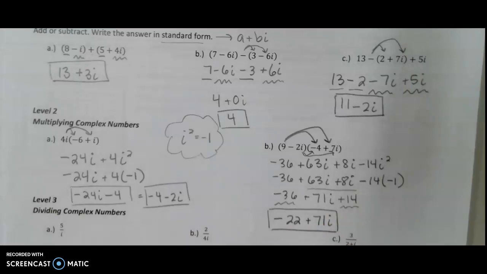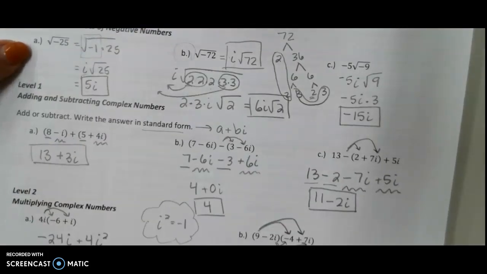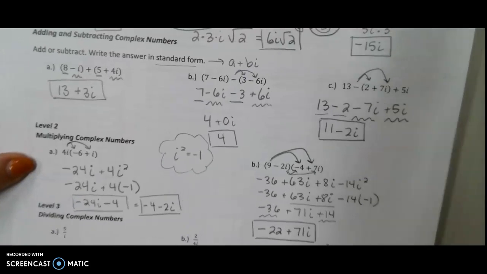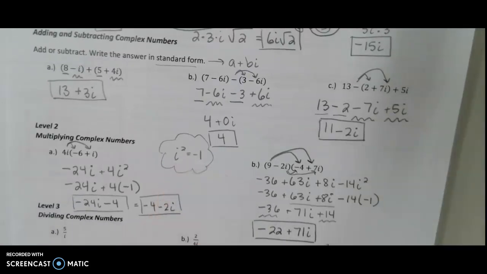Okay, so that's all for today: making sure that you can rewrite negative square roots with i's, making sure you can add and subtract them, which is just combining like terms, and making sure that you can multiply complex numbers, and really making sure that you're plugging in i squared is equal to negative 1.